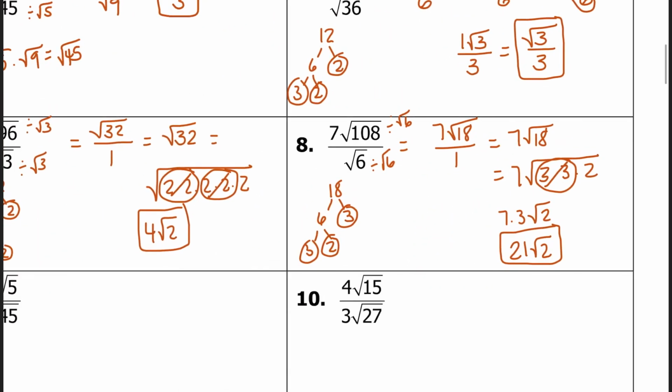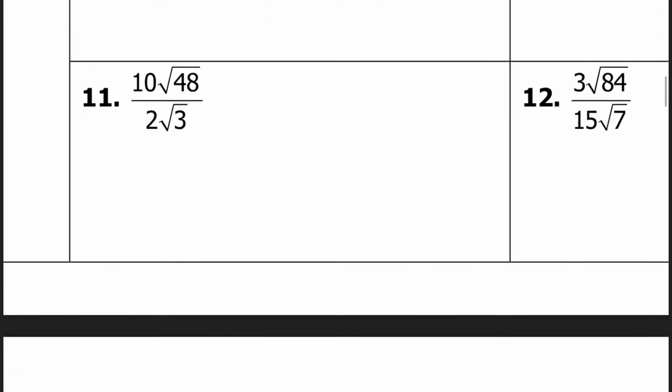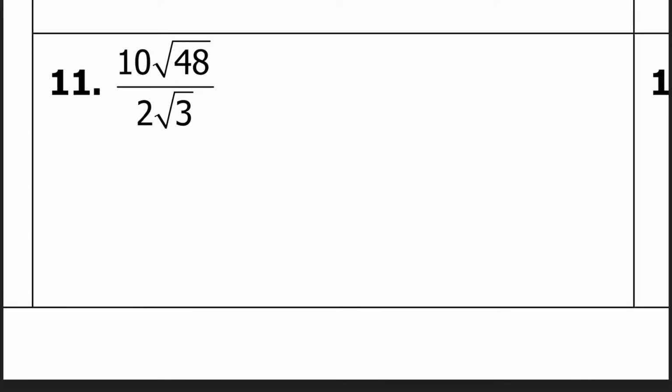I'm going to skip down to number 11 here. Number 11 is interesting because we've got coefficients on both of our radicals, but that's no big deal actually. I can simplify 10 divided by 2. What is 10 divided by 2? It's 5. You can put it out front, or you can put it in the numerator next to the square root of 48, however you want to do it.